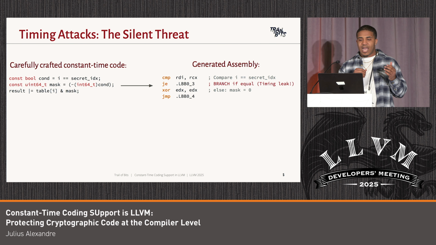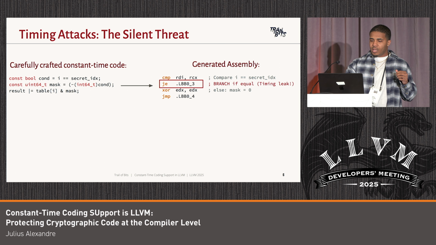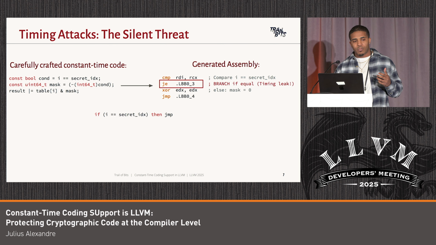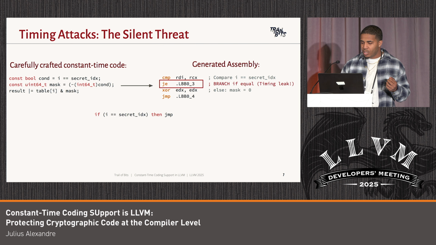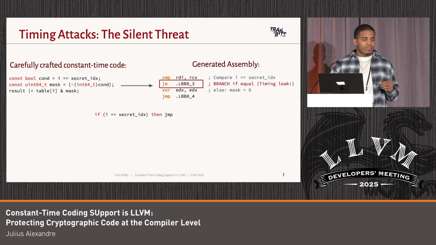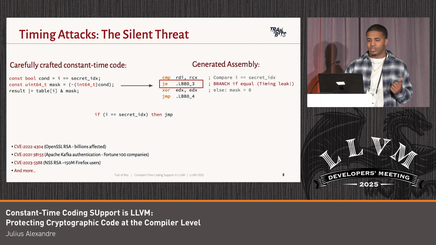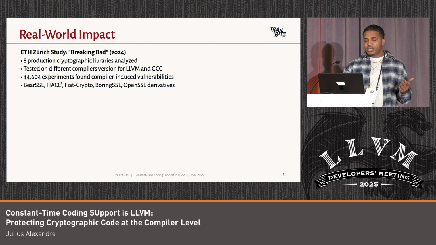What this means is attackers are able to measure the variations between instructions. So in the case of if i is equal to secret index, then we jump. Because of that jump, it requires a few more cycles compared to if we didn't jump. And because of that, attackers are essentially able to infer or leak secret information. While this seems like a relatively simple optimization, it leads to catastrophic vulnerabilities affecting millions to billions of systems.